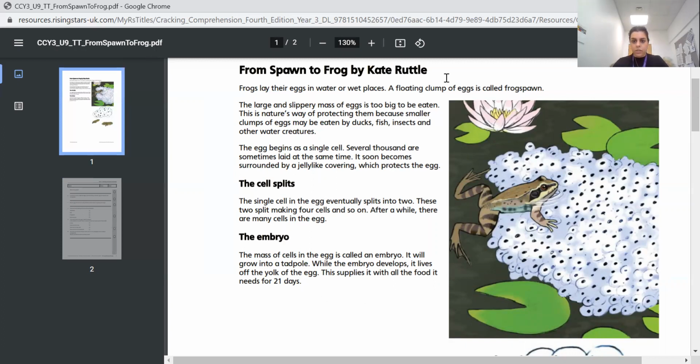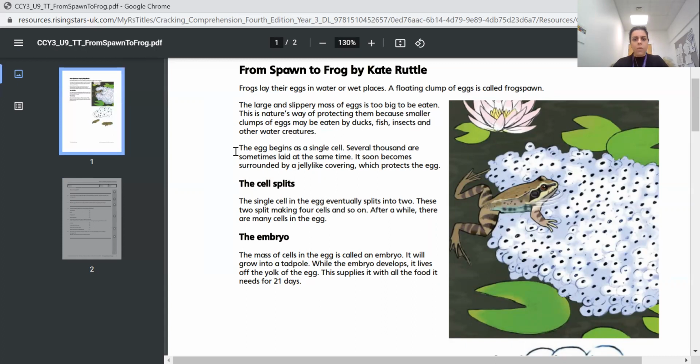A few tricky words. Got words like clump, frog spawn, it tells you what frog spawn is, a slippery mass. And the reason I'm not telling you what mass means and clump means is because you might need those words a little bit later on. I don't want to give you the answer away straight away.